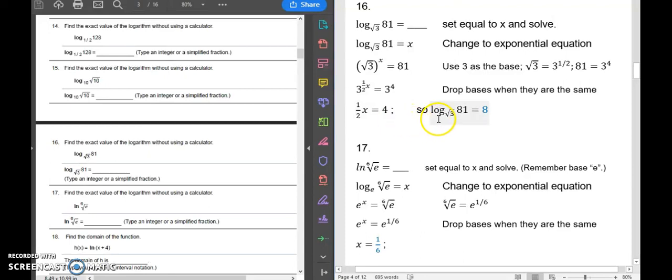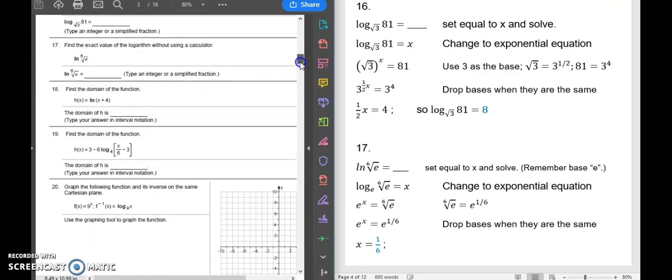So that means log base square root of 3 of 81 equals 8. So our exponent is 8. That's our answer. And we are moving on to number 17.